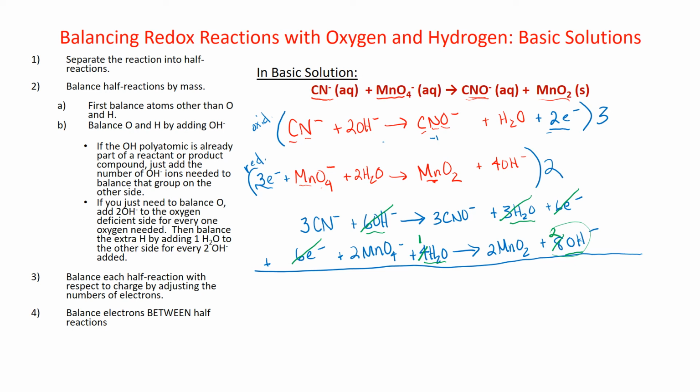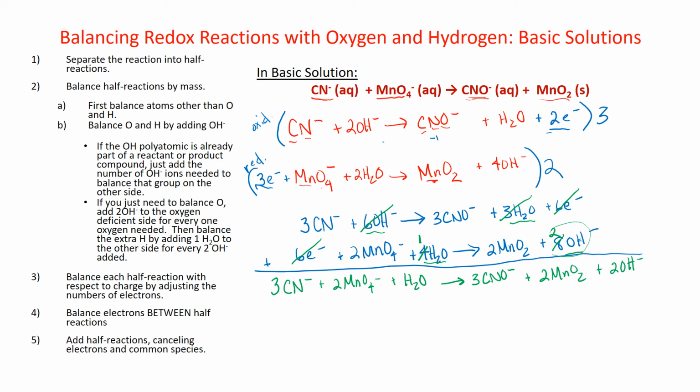Now I can add everything back together. So I carry down 3 cyanides plus 2 permanganates plus 1 water. And on the product side, I have 3 cyanates plus 2 manganese dioxides and 2 hydroxide ions. All right. Now this should be balanced, but we'll just double check by making sure it's mass and charge balanced.